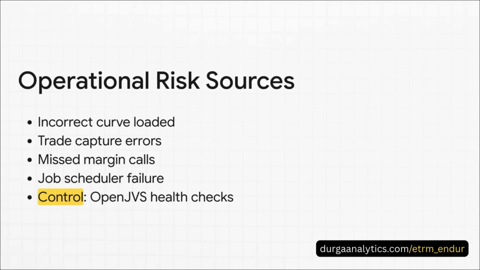Operational risk is a huge bucket that covers all sorts of internal screw-ups. It could be the classic fat finger error, where a trader accidentally types 1,000,000 barrels instead of 1,000, or it could be a system job that fails overnight. Endur helps you build safety nets. For example, using OpenJVS and Doors scripting language, you can write little automated health checks that constantly watch your critical data feeds. If a price feed from ICE is even a few minutes late, it can trigger an immediate alert to your support team, preventing bad data from poisoning all of your risk numbers.